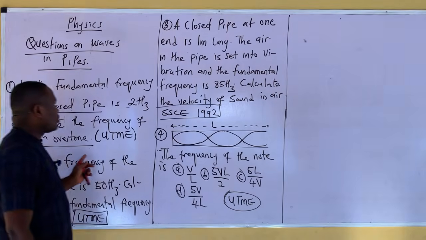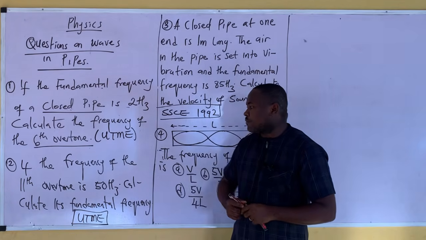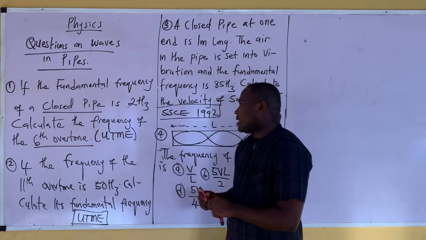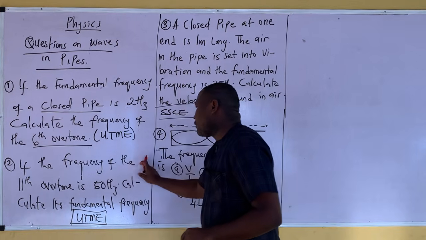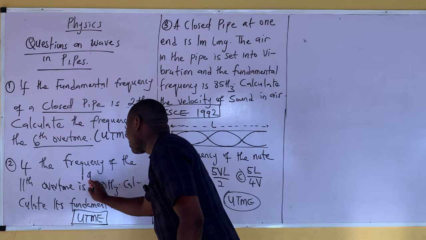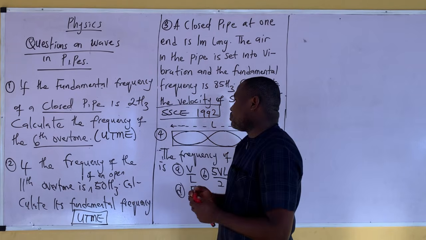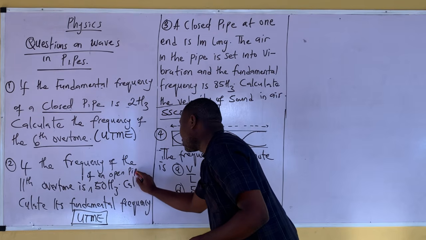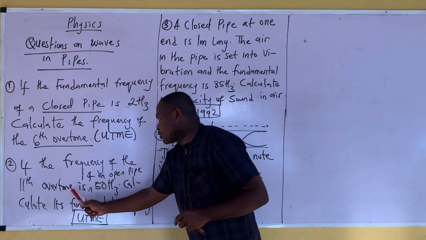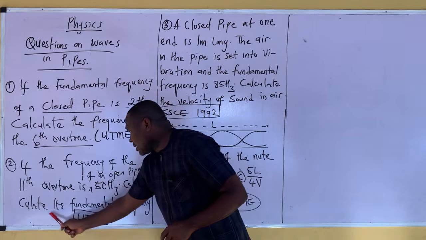Now, let's see question number 2. Question number 2 says, if the frequency of the 11th overtone is 60 Hz, calculate the fundamental frequency. Let's add something here: if the frequency of the 11th overtone of an open pipe is 50 Hz, calculate its fundamental frequency.